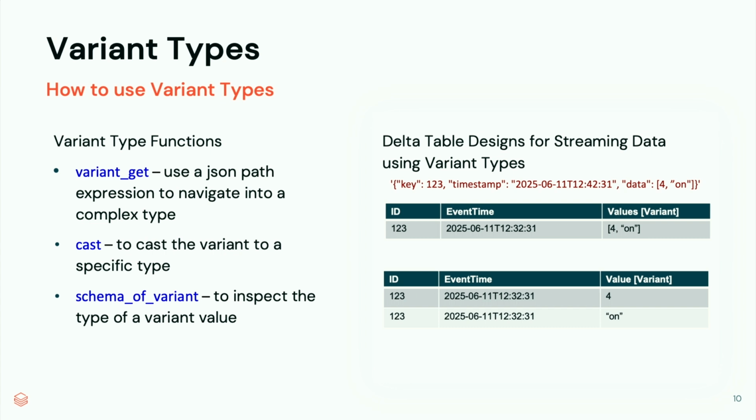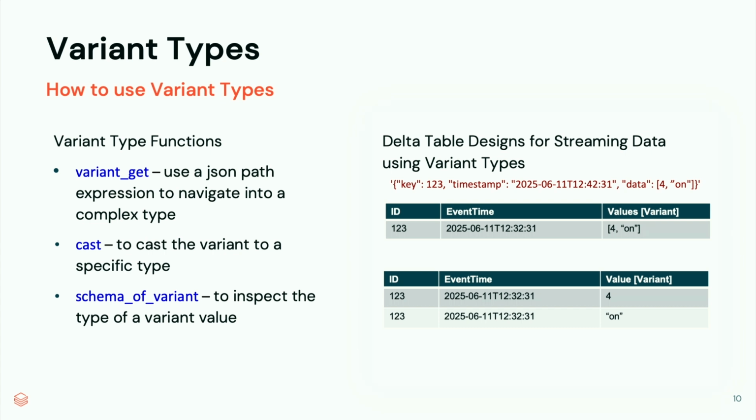The next one is you can also cast values. Because it's in a variant type, which is a byte encoding that, as you can see, is an open source standard, you can ask it to cast the values into a particular type. And then the last one is schema of variant, which is really interesting. You can run a schema of variant function on a variant column, and what it will return is the schema or the type of every single row in that table.